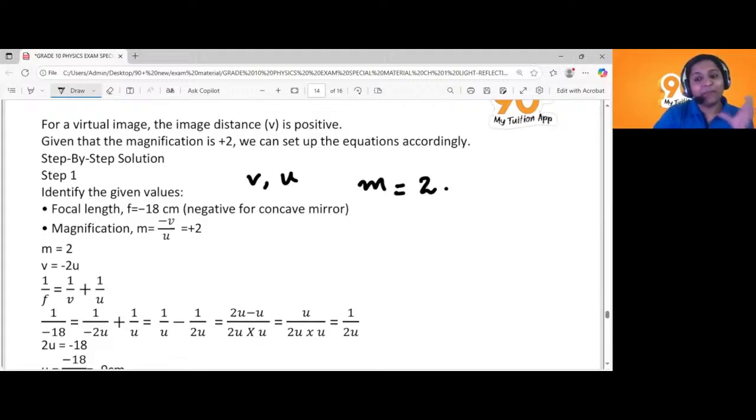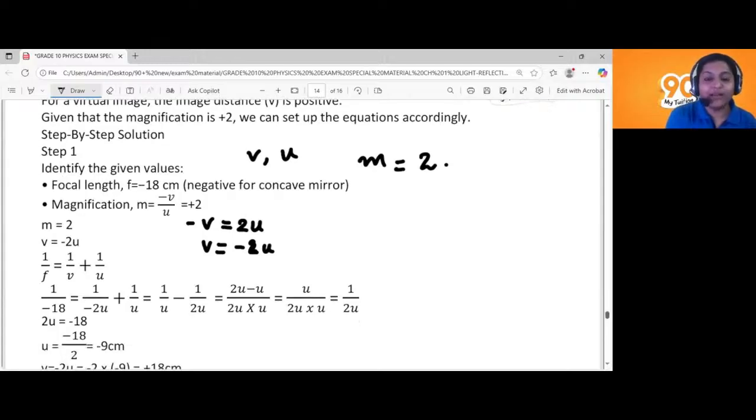From this, form a mathematical relation between V and U, so that we can write that V is equal to -2U. Minus V by U is +2, so V equals -2U. Clear? Okay. Substitute. Using this, instead of V, we can substitute -2U.